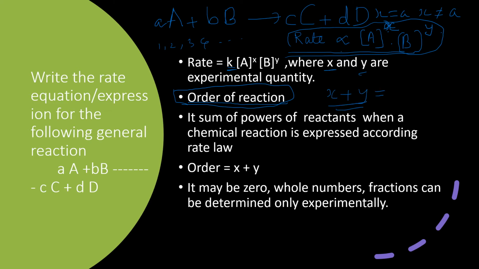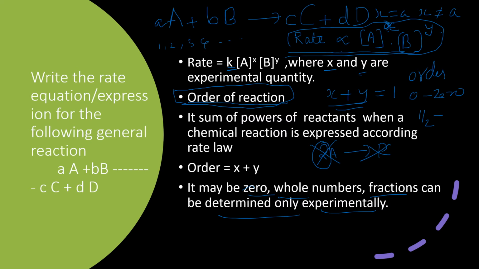If x plus y is equal to 1, we will call it a first order reaction. If it is 0, we will call it a zero order. Or if it is a fraction, we will call it like that. So order may be 0, whole numbers, or fractions, and can be determined only experimentally. So by seeing a reaction, for example 2A giving product, we cannot say it is a second order reaction. That can be determined only experimentally. So that's wrong.